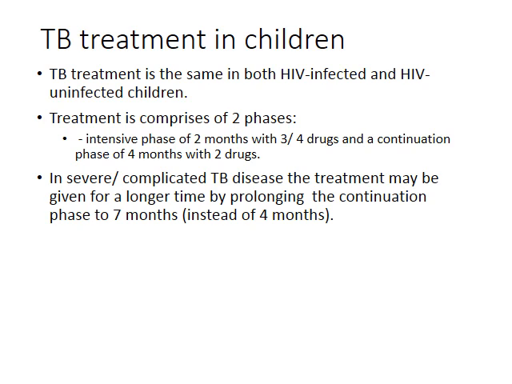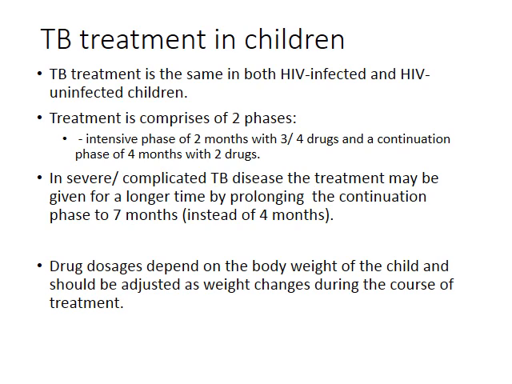If you have a very severe or complicated TB disease, the treatment may be given for a longer time, and we usually do that by prolonging the continuation phase to 7 months, and that will usually happen under a pediatrician or a consultant's advice. Now with children, the drug dosages depend on the body weight of the child and must be adjusted as the weight changes, and often we would expect the weight to change, not only because the child is growing, but also because the child is recovering the weight loss that they might have had during the time that the TB was not yet diagnosed.